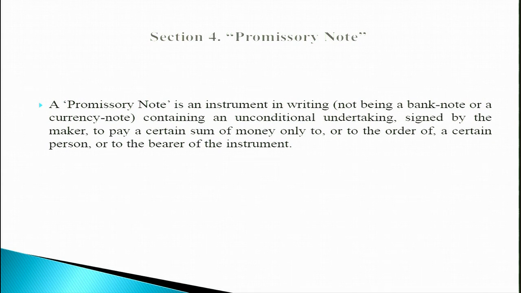First is a promissory note. A promissory note is an instrument in writing, not being a bank note or a currency note, containing an unconditional undertaking signed by the maker to pay a certain sum of money only to, or to the order of, a certain person or to the bearer of the instrument. You understand? The bearer of the instrument. So if I give a promissory note that I will give you 10 lakh rupees after 6 months, okay, so that note has legal value now.